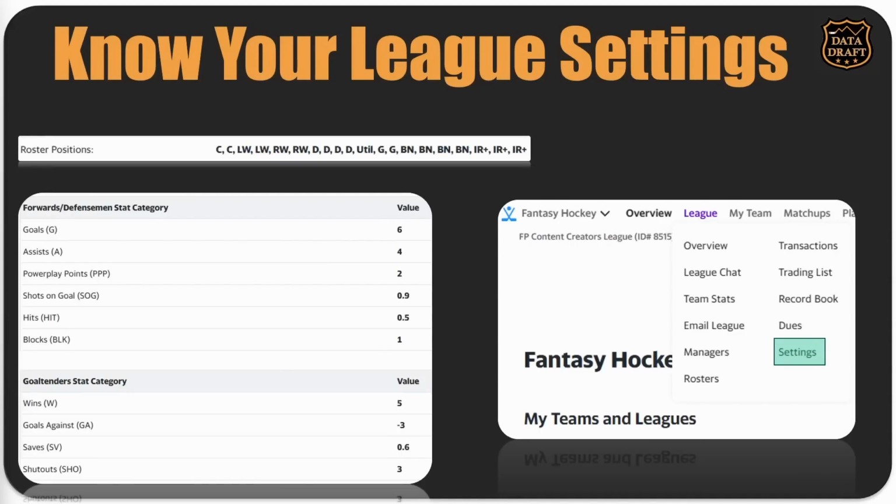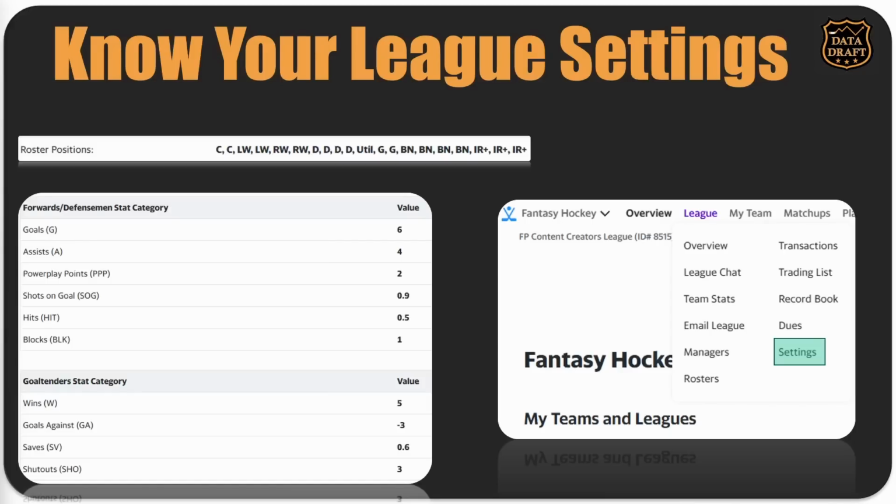Now, you obviously want to know your point weighting. We'll get to that in a second, but you also want to know how many bench spots you have, how many IR plus spots you have, so you know whether or not you can stash injured players in your draft. And if you have fewer IR plus, you may not want to rely on streaming players week to week because you don't have those extra spots to stash your injured players. It'll be difficult to roster a full roster every week. So that's very important when it comes to managing the total game volume week to week that you can potentially use, especially in a categories league where you're going to want that volume.